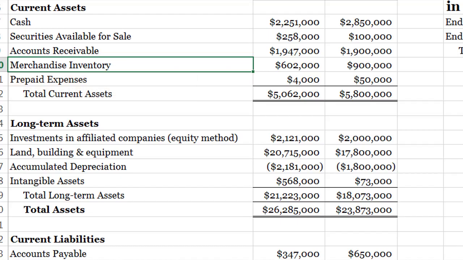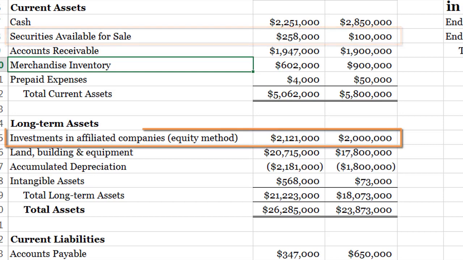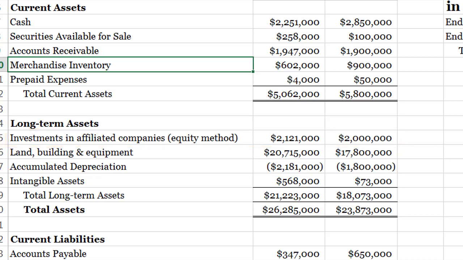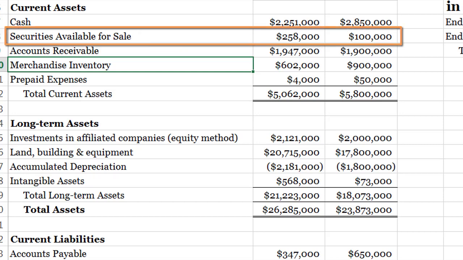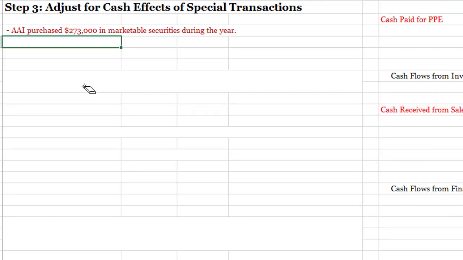We have 2 securities accounts in our asset sections. Up here we have securities available for sale, and down here we have investments in affiliated companies, or equity method investments. From the information provided, I don't know whether this $273,000 goes into securities available for sale or into equity method. But I do know that they're not trading. And since they're not trading, they must go in the investing section of our statement of cash flows, because the only time we put the purchase of stock into operating is if they're trading securities, and neither of these were trading portfolios. So at least I know where it goes on the statement of cash flows.